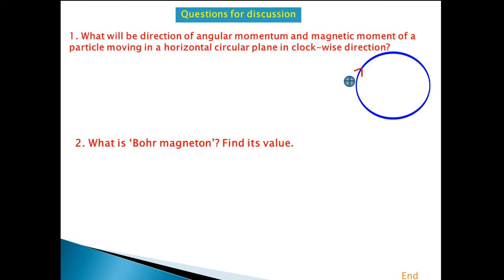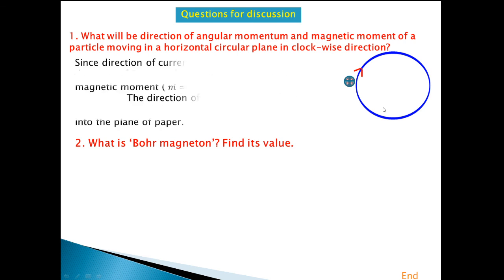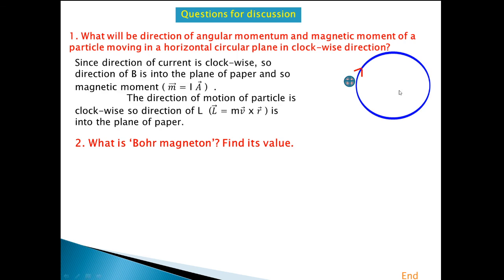Now here are two questions for discussion. What will be the direction of angular momentum and magnetic moment of a particle moving in a horizontal circular plane in clockwise direction as shown in this figure? Let us see. It is a positive charge, so the direction of current is clockwise. So by the right hand rule, the direction of B is into the plane.